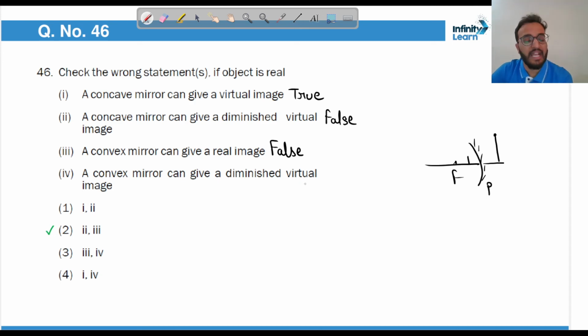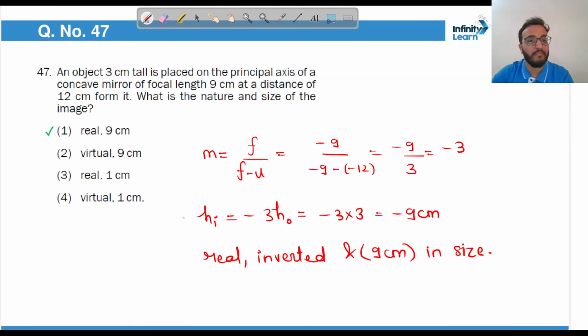Okay, it can give, but when the object is virtual. But for a real object, because they initially mentioned that the object should be real. A convex mirror can give a diminished virtual image. Yes, this is true. So what are the false statements? Second and third. So the second option is correct. Very carefully you do it.